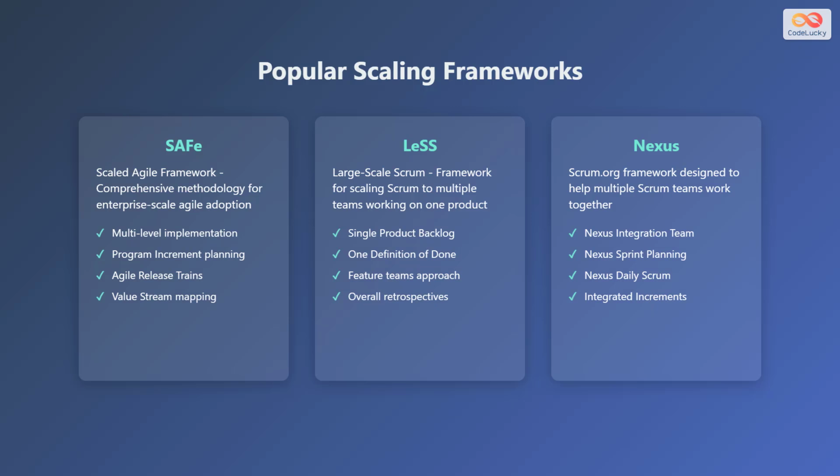Several frameworks can help in scaling Agile. First, let's discuss Scaled Agile Framework, or SAFe, which is a comprehensive methodology for enterprise-scale Agile adoption. Key features include multi-level implementation, program increment planning, Agile release trains, and value stream mapping.